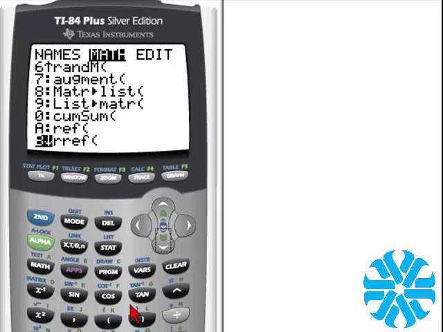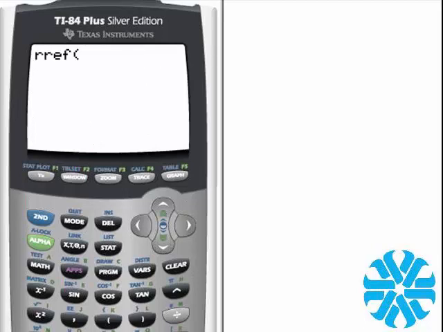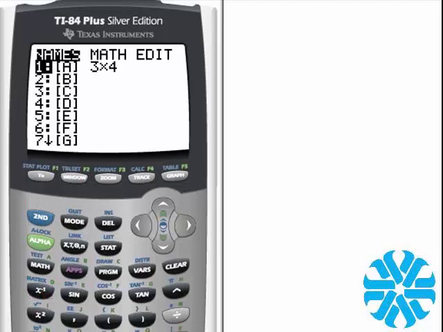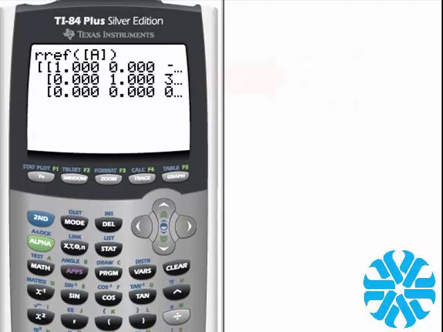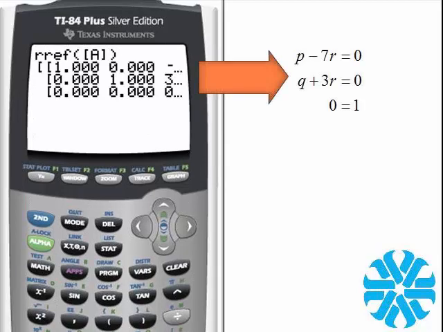There it is. Select enter, and we want that for matrix A. So second function, matrix, select enter, close the grouping symbol, and then enter. So the system of equations to the right come from the row-reduced echelon form matrix. That is, P minus 7R is equal to 0, Q plus 3R equals 0, and 0 is equal to 1.